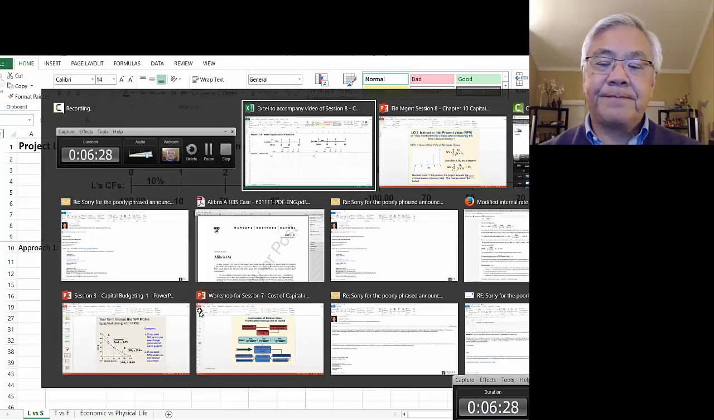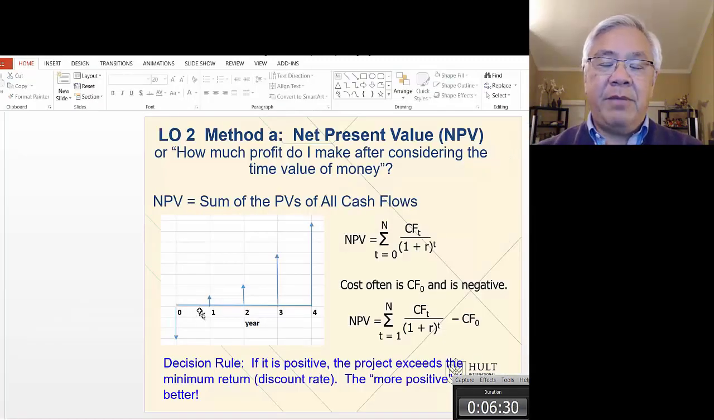The next case is looking at NPV. Just as a brief reminder, NPV is how much profit I would make if I consider that money now is worth more than money a year from now. And you'll recall this formula where net present value equals the sum of the cash flows discounted back at some discount rate.